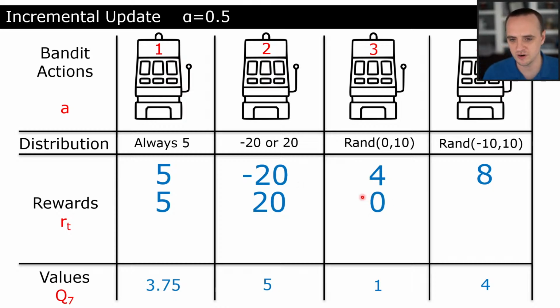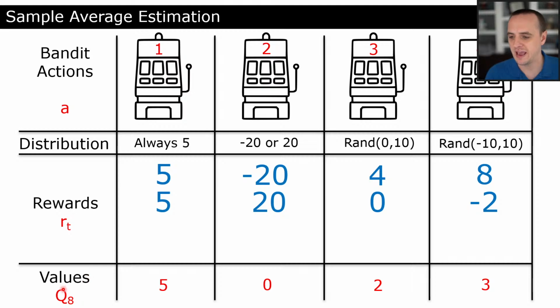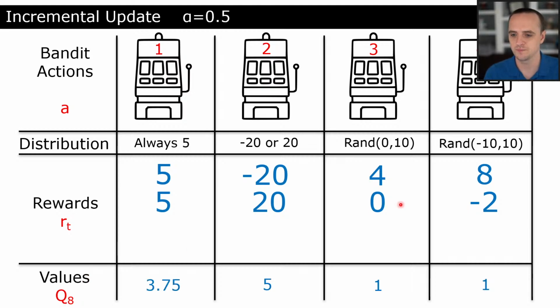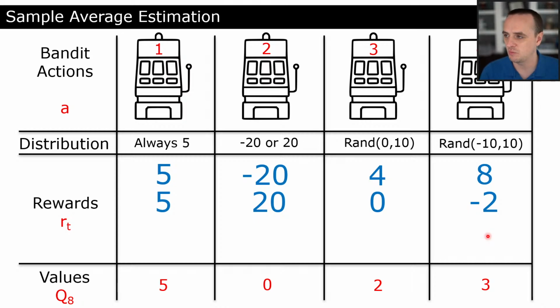Now I'm going to get a 0 here. So I have to go halfway between 2 and 0, which is 1. Over here now, I'm going to get negative 2, which is going to bring me halfway between 4 and negative 2, which will be 1. All right? So after 8 time steps with the incremental update rule, here are our values. But here is what they were when we used the average. So the values are a little bit different.